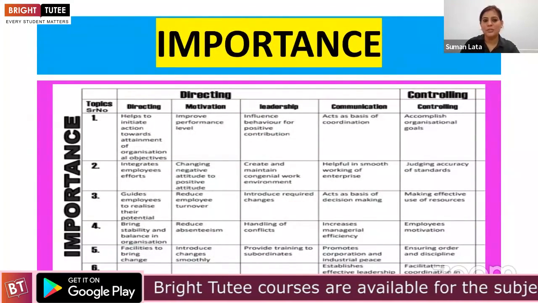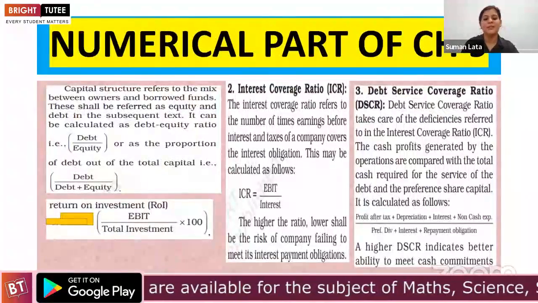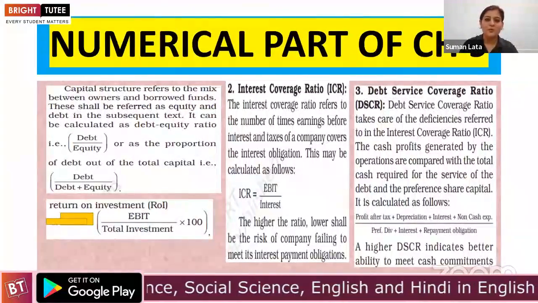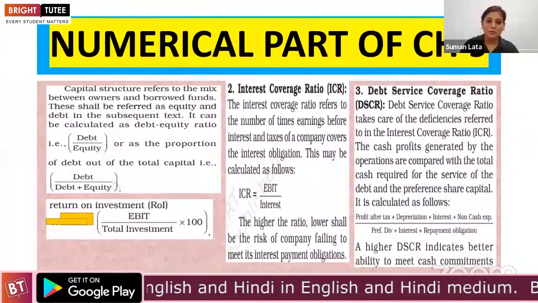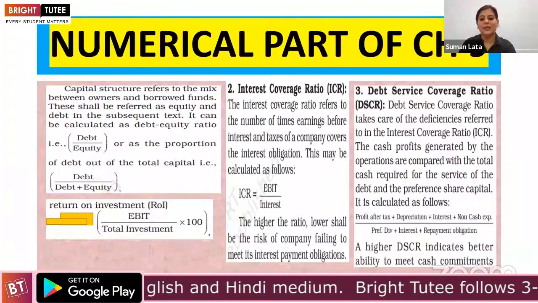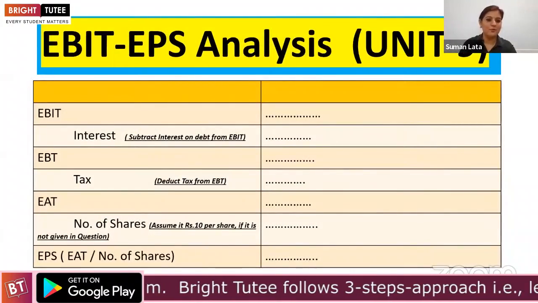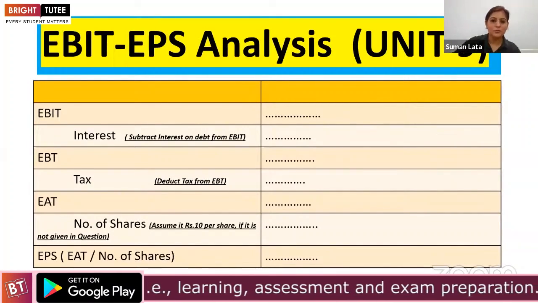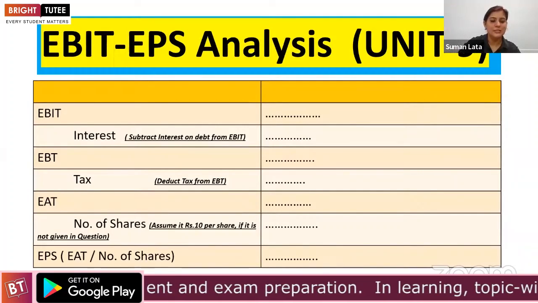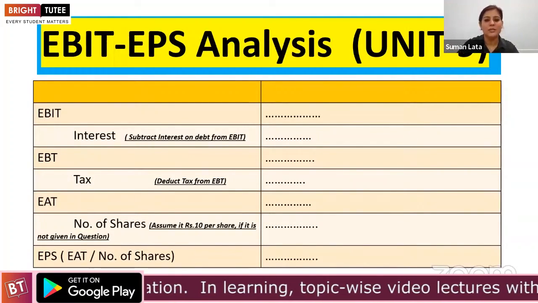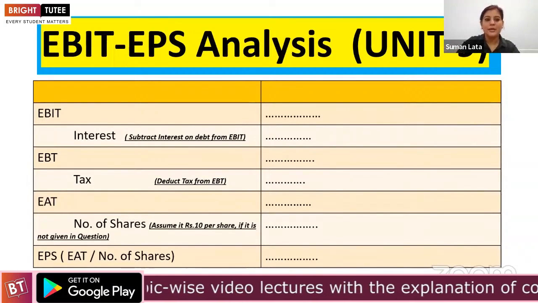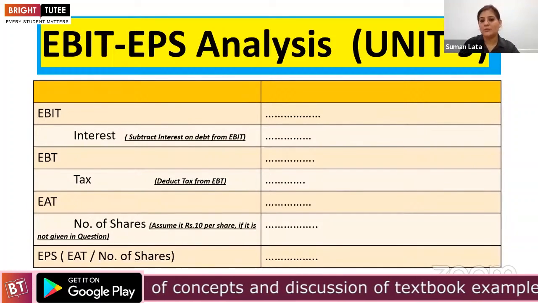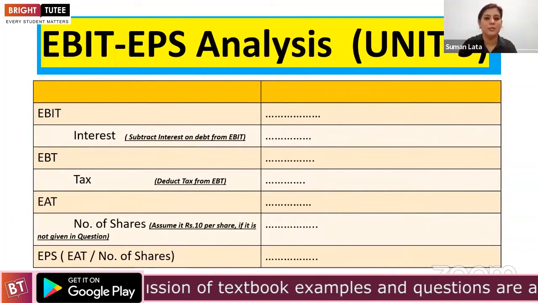Directing and controlling, importance. So this is the slide for the importance, and this is our favorite part and the most difficult for the students, the numerical part of chapter 9. There are formulas for ICR, DSCR, and this is the format for what I was telling you. Yes, this is the format, in which if the student fills in the details found from the question, they will be able to find the correct answer. EBIT, earning before interest and tax. They will put the value here, and after that, subtract interest. Interest on debt. Interest we always pay on the debt.